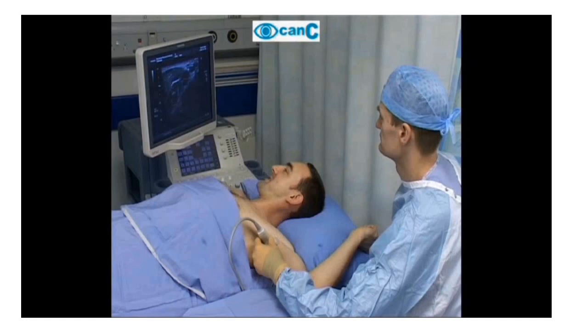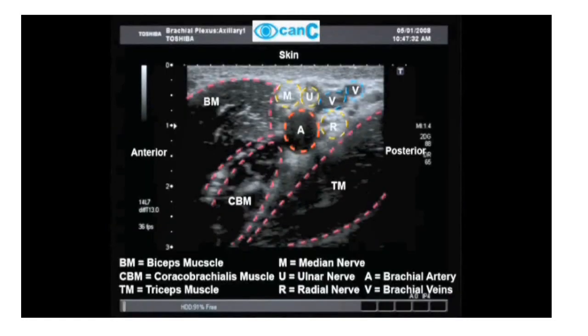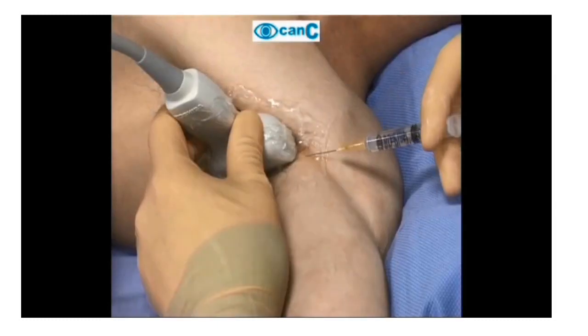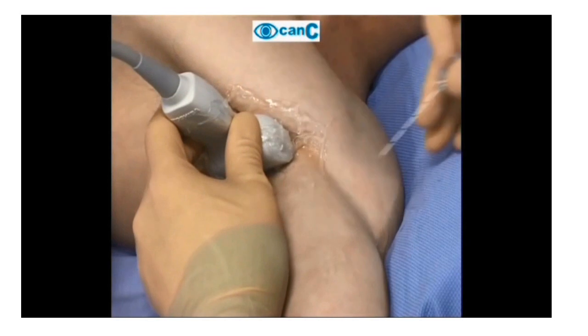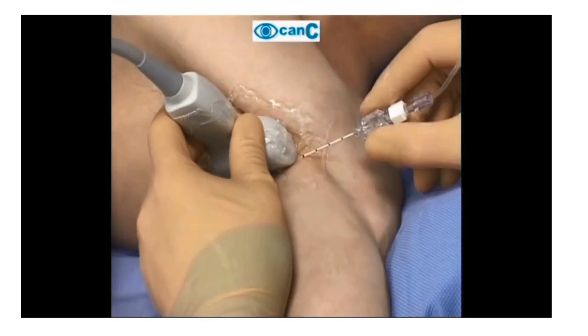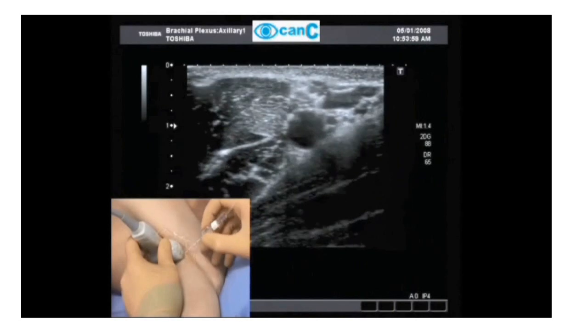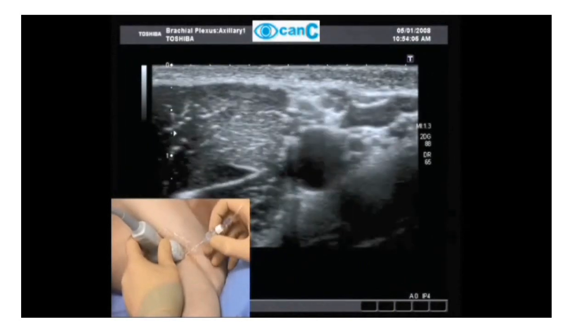A good cross-sectional view of the axillary artery is obtained, and then the nerves are identified around the artery in relation to the artery. The needle is inserted in plane, and then the local anesthetic is injected around all the 4 nerves. Initially they're targeting the median nerve, so the needle is positioned between the median nerve and the axillary artery.